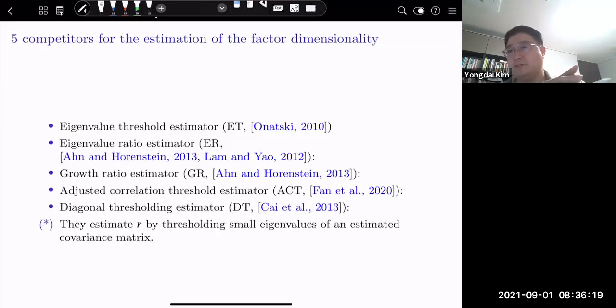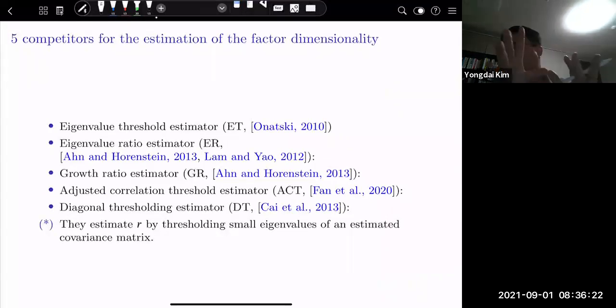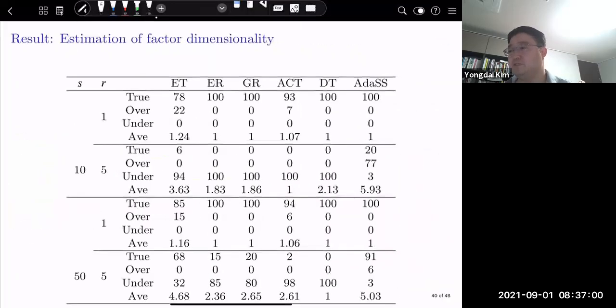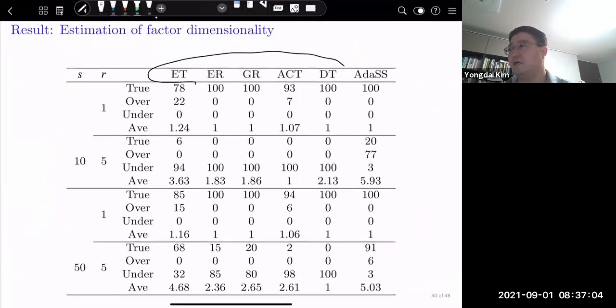And we compare the Bayesian models with 5 frequentist estimators of factor dimensionality. One is ET and ER, there are many, GR, HT, and DT. All these methods are similar in the sense that they estimate factor dimensionality by first calculating the eigenvalues of the estimated variance covariance matrix and then thresholding small eigenvalues. And this is the simulation result. These are the 5 frequentist estimators, and this is our Bayesian models.